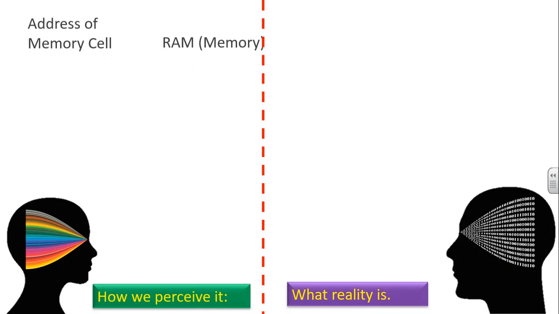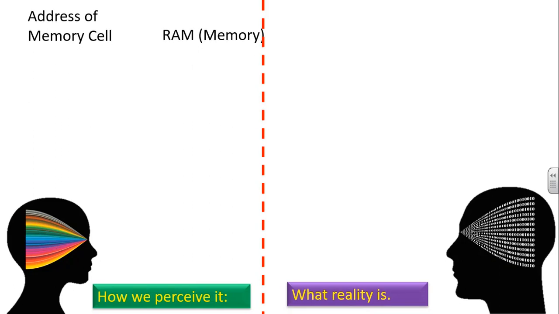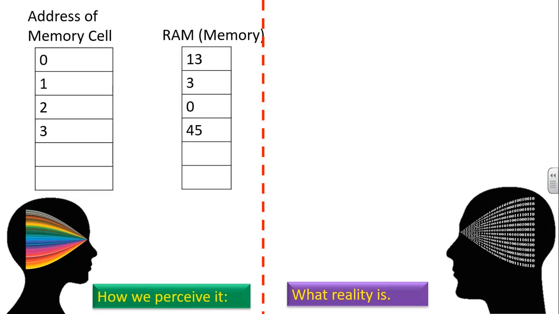Inside the memory cells, this is how we perceive. Every memory cell is numbered, so we perceive it in the form of 0, 1, 2, 3 as address of memory cell. And in these memory cells, we say that we have written 13, 3, 0, 45. This is how we perceive. We say that memory cells are in numbers 0, 1, 2, 3, and in these cells we have written some data like 13, 3, 0, 45.